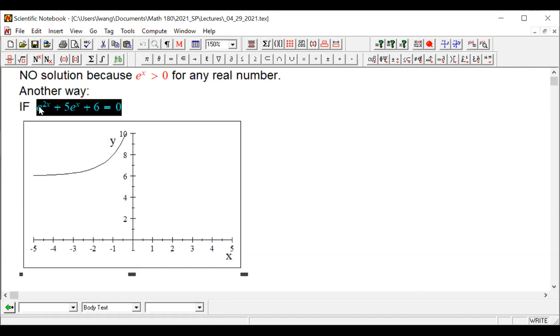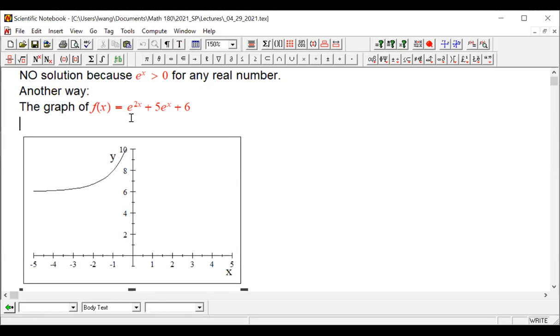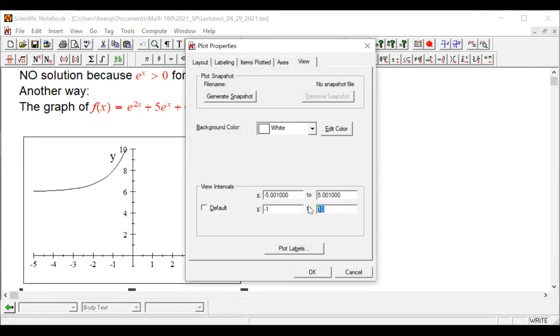Geometrically, we're interested in where the curve crosses the x-axis. So from the graph, you can see that the graph of this function, and this curve is the entire graph. Of course, it goes up, and if you want to see more of it, but we don't really need to see more of it.